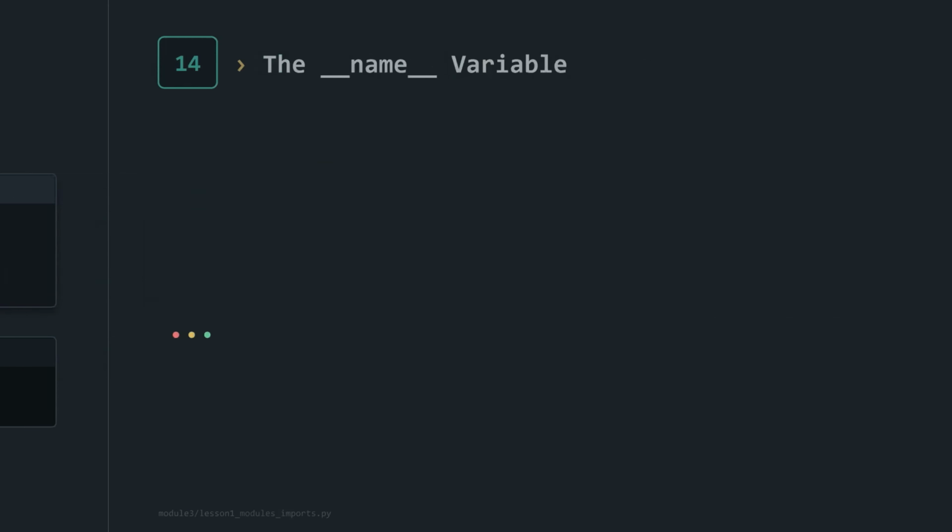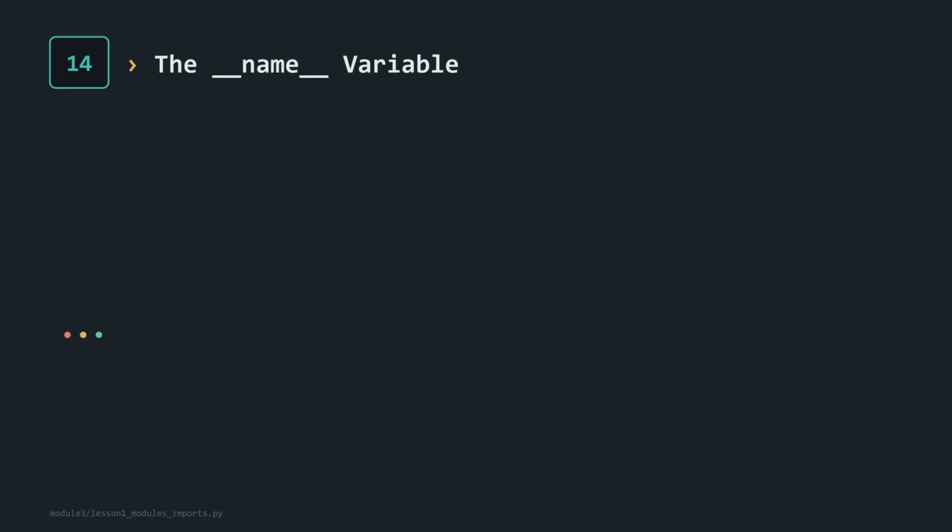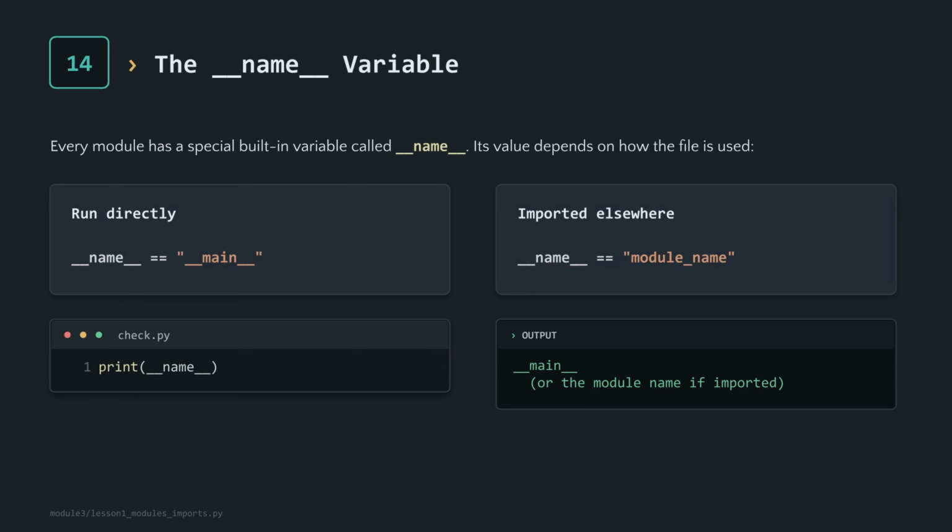Finally, every module includes a special variable called __name__. Its value changes based on how the file is used. It's set to __main__ if you run the file directly, but becomes the module's name if it's imported elsewhere. This is a common pattern for controlling how code executes.